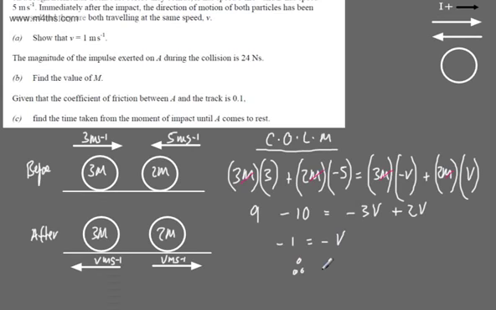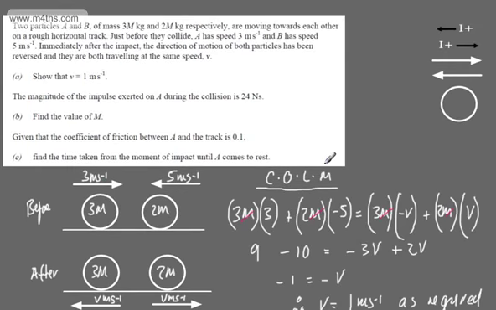Therefore, we can say at this stage that v is equal to 1 meter per second as required. So just using the conservation of linear momentum, as we've seen in all of the other tutorials, that becomes a fairly straightforward problem. We're now told the magnitude of the impulse exerted on A during the collision is 24 Newton seconds. We're asked in part B to find the value of m.